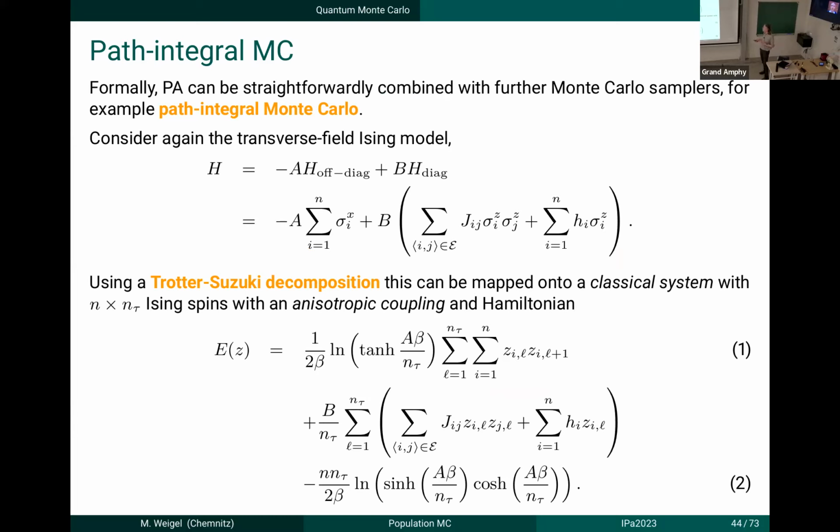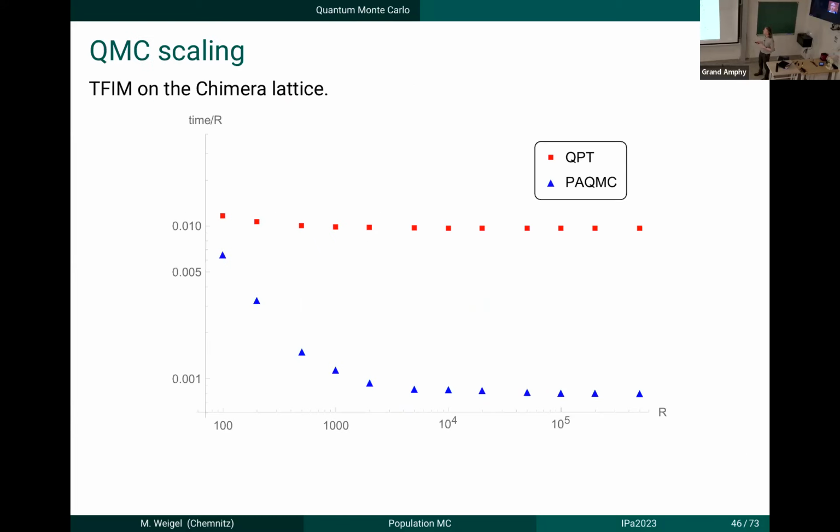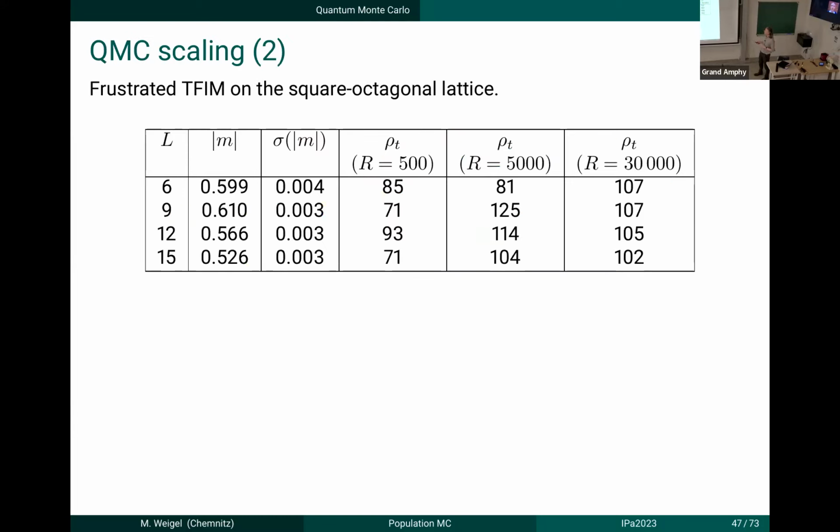And this works reasonably well. So we have some data. This is currently under review.